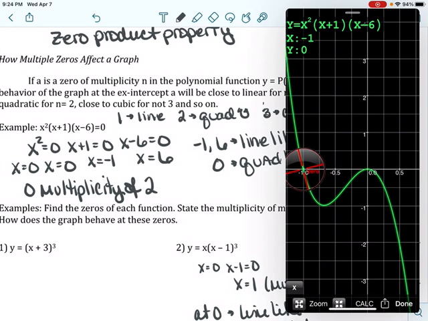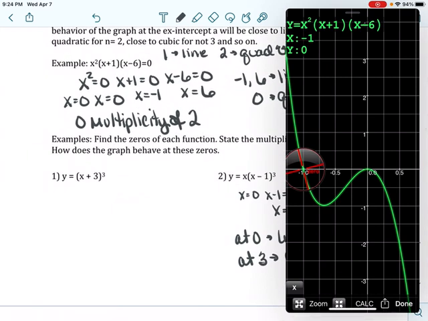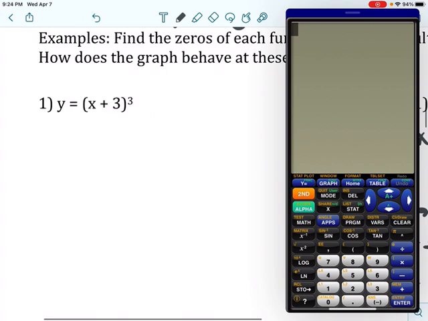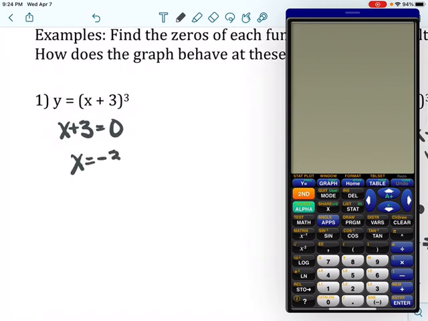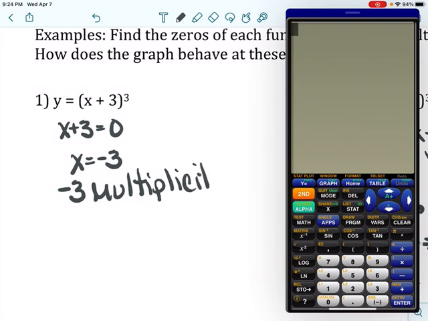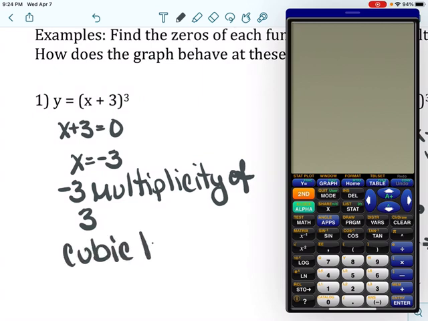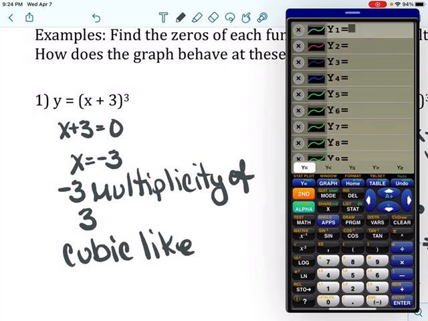All right. Okay, let's try this one. It says x plus 3 quantity cubed. That means that x plus 3 occurs 3 times. I'm only going to write it once. x is equal to -3. So -3 has a multiplicity of 3, which means that it's cubic-like. Okay, so what do we mean by cubic-like? Well, let's put it in our graph and see what it does.